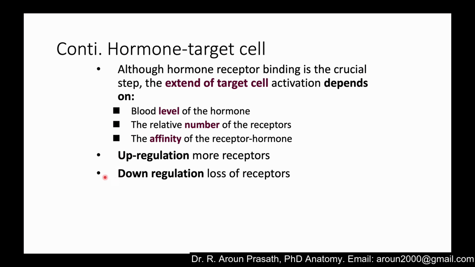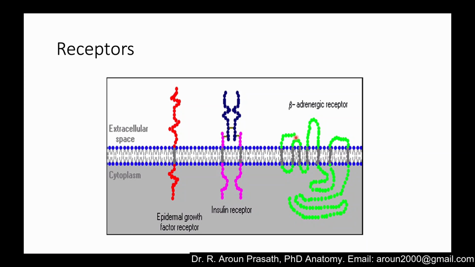One is up regulation and the other is down regulation. Up regulation means there is a greater number of receptors, and down regulation of the hormone is due to fewer receptors. Okay. These are the receptors that you can see. This is the cell membrane, as I told you before. This is the epidermal growth receptor, then insulin receptors.